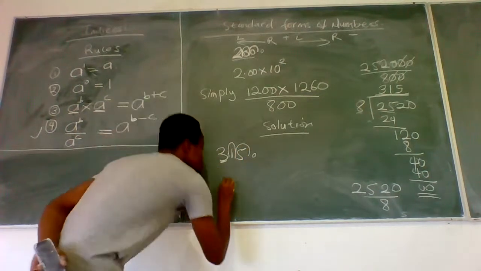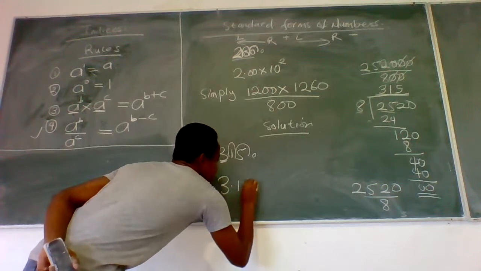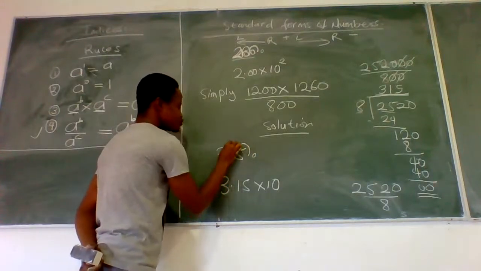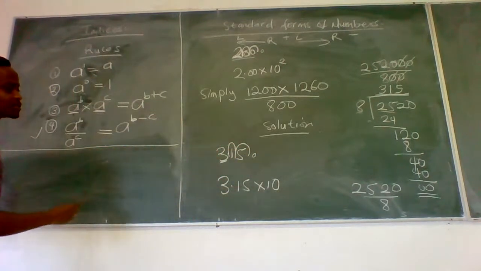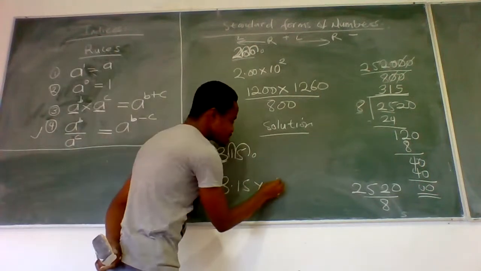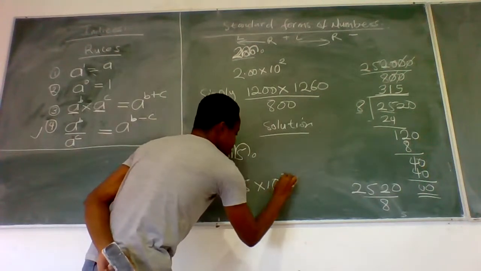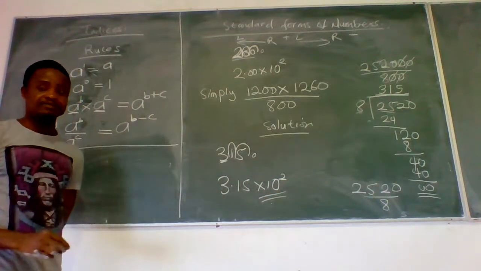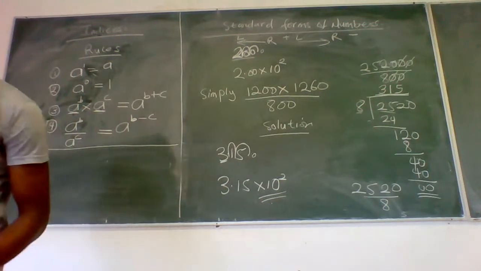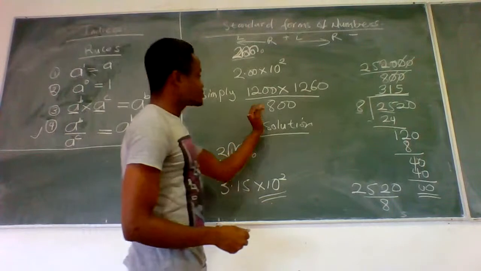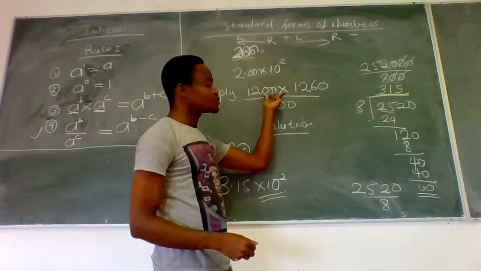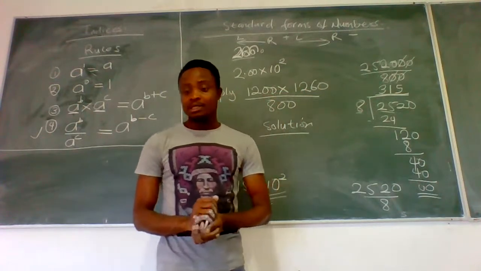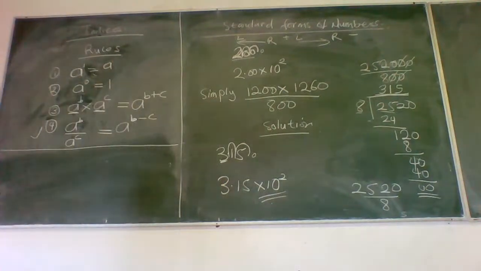Then we take the dots. So we have 3 dot 1, 5, and then the exponent. How many times have we moved? We've moved 1, 2, from right to left. So when it's from right to left, then your exponent of n will be positive. So our final answer is 3.15 times 10 exponent 2. So you can try this: convert all the numbers to standard form, and then simplify. That one will give you the same results.